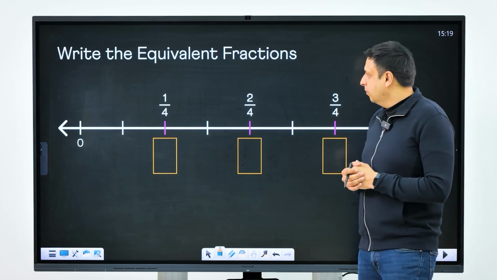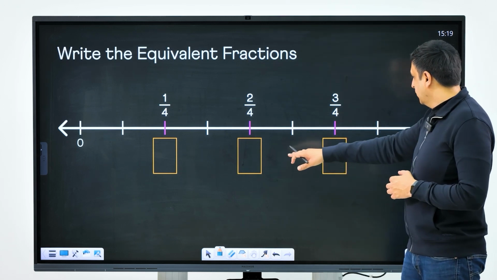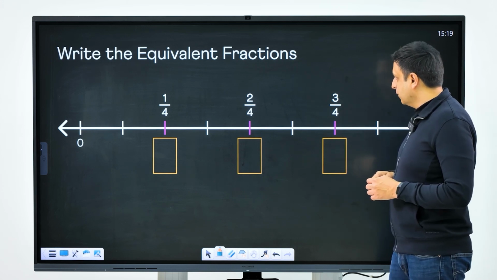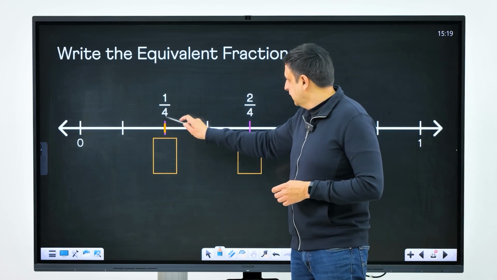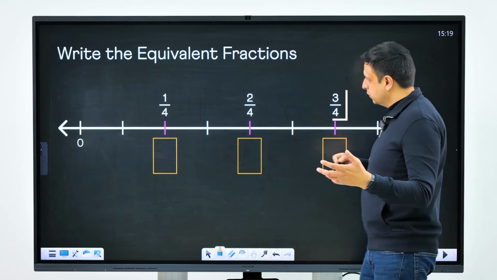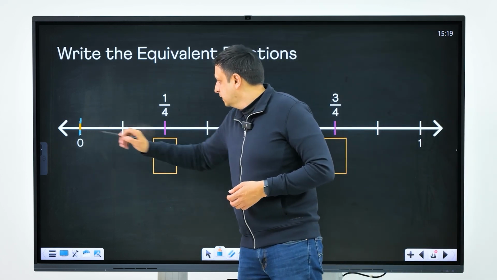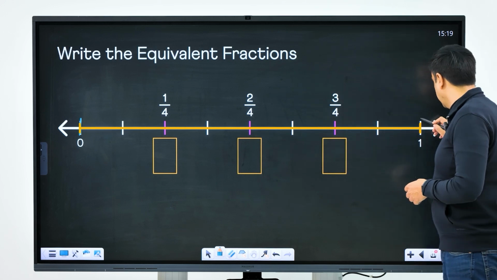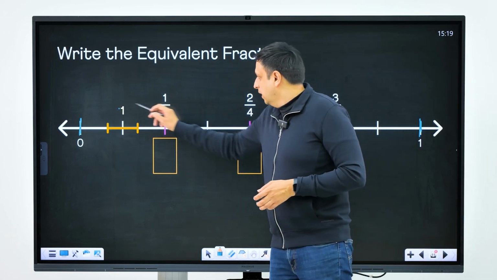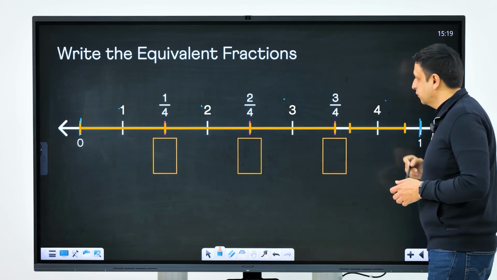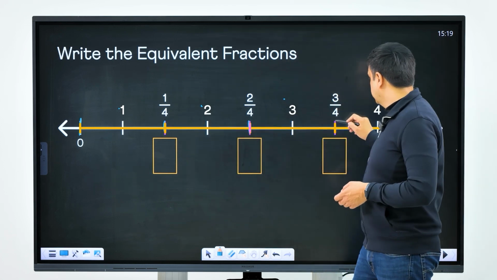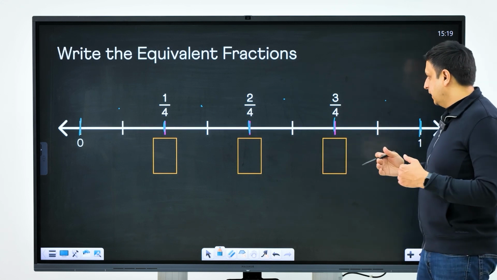Okay, in this problem here, we have to write the equivalent fractions in the boxes here. So let's see what's happening here. So we have these points. This one says 1 over 4, this one says 2 over 4, this one says 3 over 4. So what we'll do is take this interval from 0 to 1 and first think about dividing this into four equal parts. So 1, 2, 3 and 4. Four equal parts, and therefore this one becomes 1 over 4, this one is 2 over 4, this one is 3 over 4, and that's that.